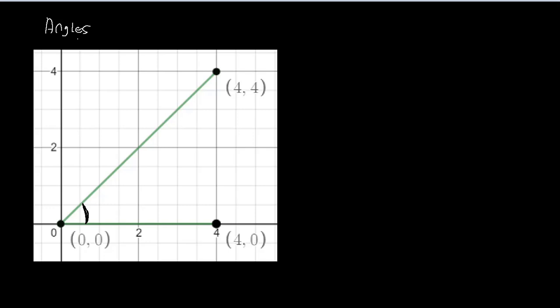Right. And in specific, I want to talk about three different ways that we can reference this angle. The first one is going to involve labeling the points. So we have point A here, which is this point 0, 0. We have this point here, which we're going to call B, the point 4, 0. And then up here we have the point C, which is 4, 4.